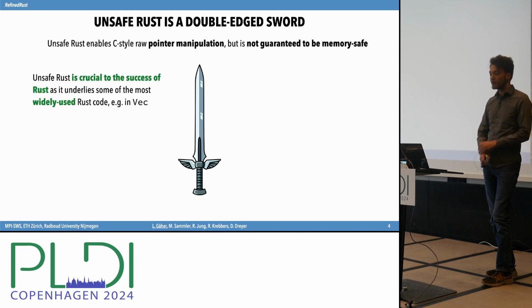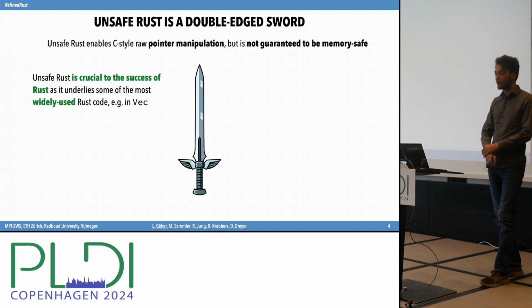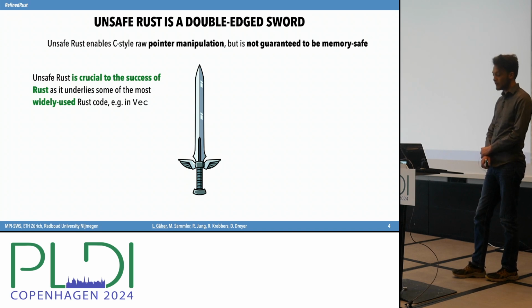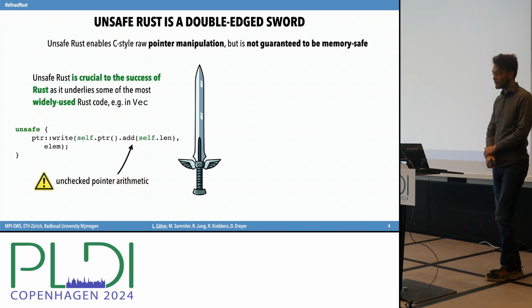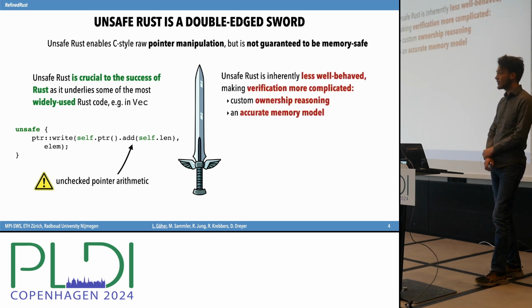While most of the time, safe Rust is more than sufficient for everything you want to do, unsafe Rust is really crucial to the success of Rust, because a lot of code that you can safely use in Rust without fear of memory unsafety actually internally uses unsafe code for its implementation. For instance, that is the case for Rust's vector library of dynamically allocated arrays. And in this excerpt from Vec here, you can see how unchecked pointer arithmetic is used to add a new element to the vector. But the problem, on the other hand, with unsafe Rust code is that it leaves Rust's nice safe ownership patterns behind and often is not well behaved.